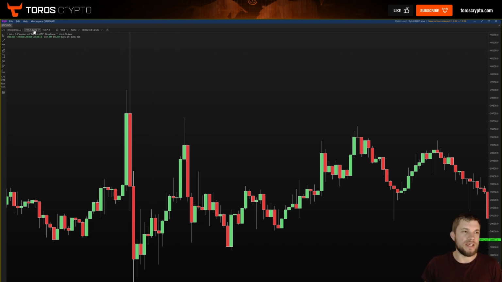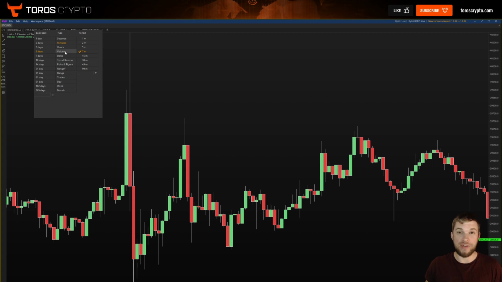Now, if you do go back onto here, you can see everything on this is categorized into 3 types. So you have time, which is seconds, minutes, hours, days, weeks, months. Then you have your range-based chart types, which is your trend reverse, your point of figure, your range Y, and your range. And then you have your quantity types, which will be your volume, your delta, and your trades.